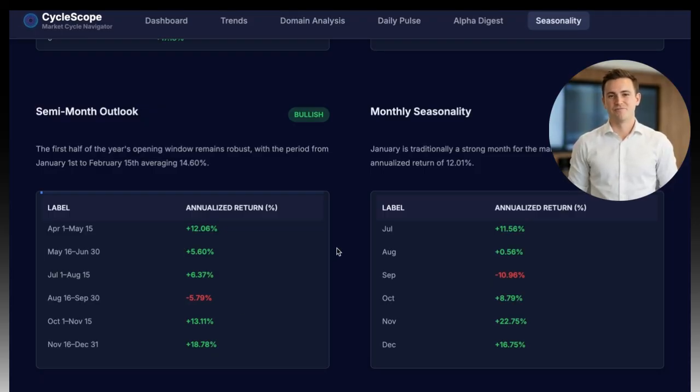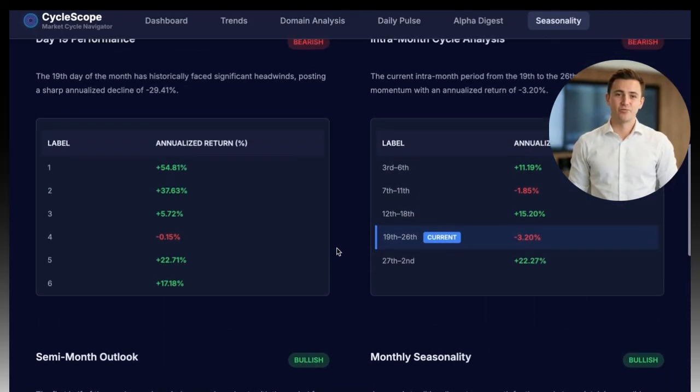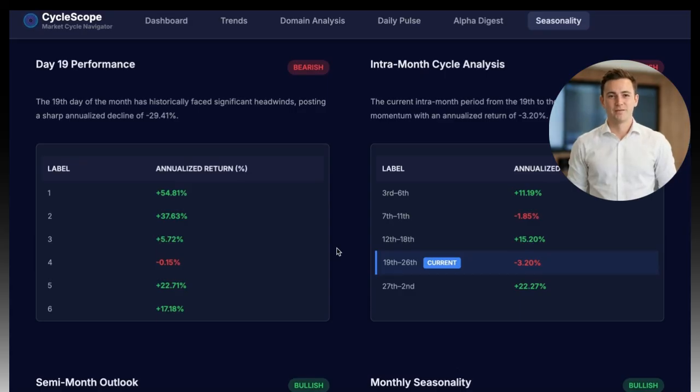Now, let's zoom in further. Layer 3 is the intra-month cycle. We all know that a month can have its ups and downs. This table breaks the month into smaller, week-long periods. Look at this. The period from the 27th to the 2nd of the next month is incredibly strong. That's the classic month-end, month-start buying pressure. But right after, from the 7th to the 11th, performance historically dips. This is about timing your entries and exits within the month.